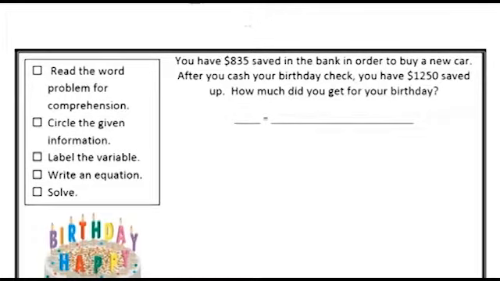I had $835. I added an amount. I was given an amount in my birthday check. When I'm given more, my answer is going to get bigger. It just happens once, and it's not groups of. So I'm adding a birthday check on. I end up with a total of $1,250.